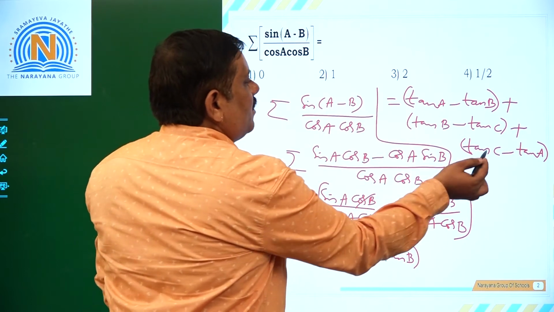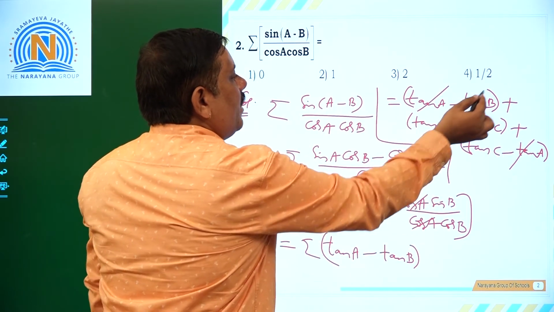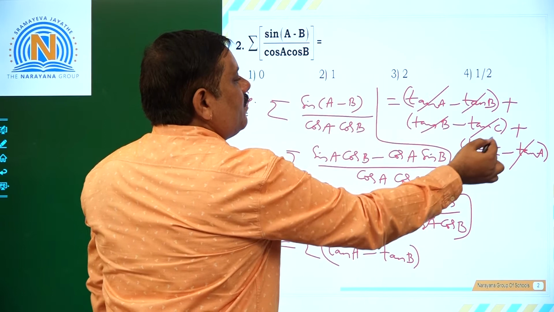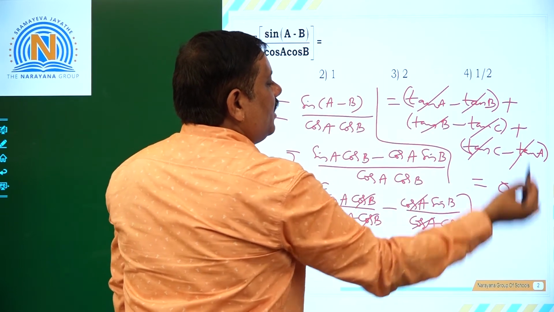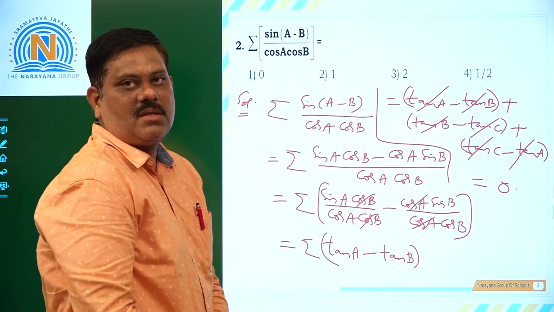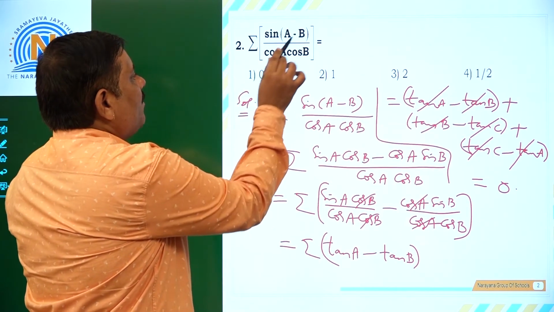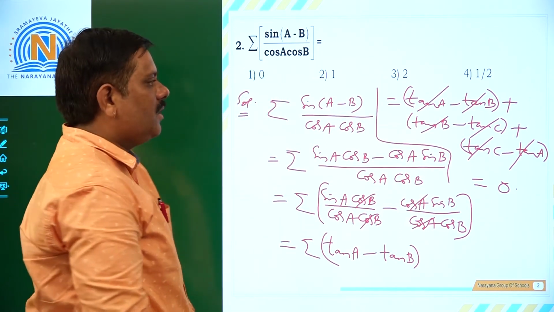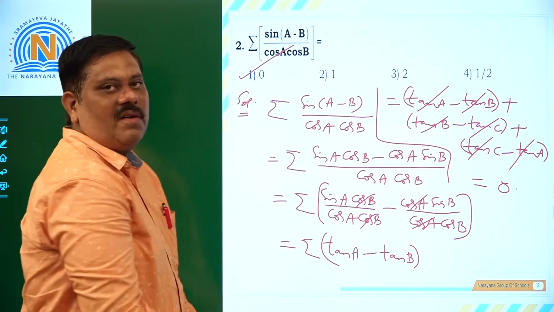If you simplify this, minus tan A plus tan A, minus tan B plus tan B, minus tan B plus tan C cancels, and finally the result is nothing but 0 for us. So sigma sin of A minus B by cos A cos B value is nothing but 0. That is nothing but first option.